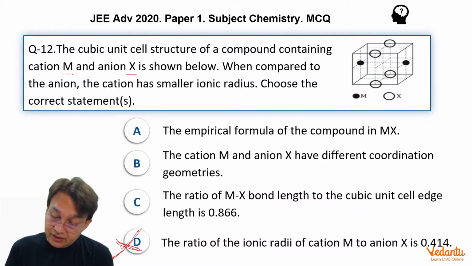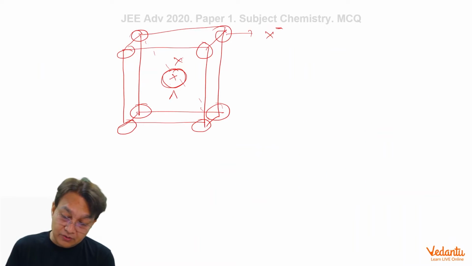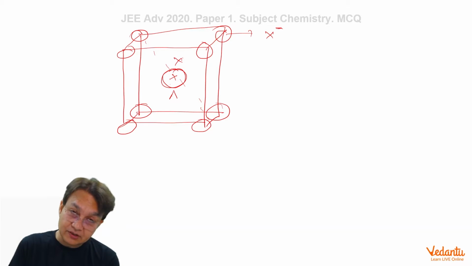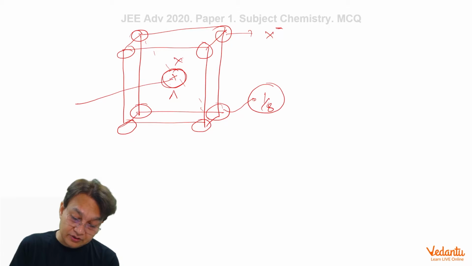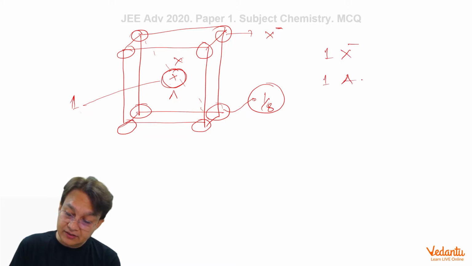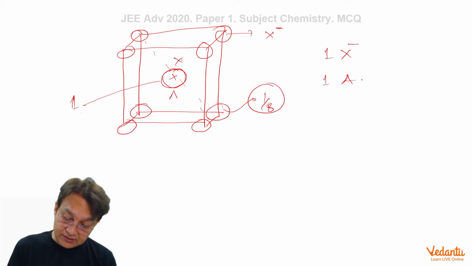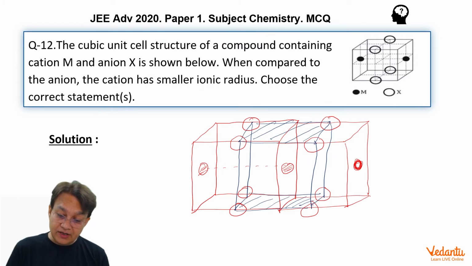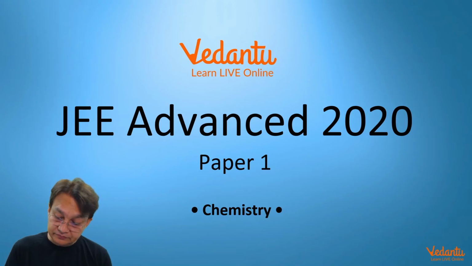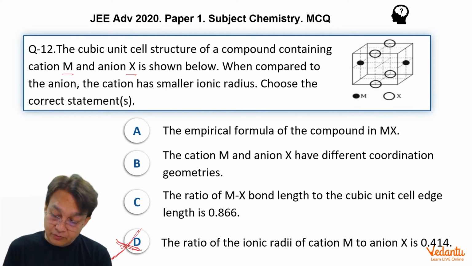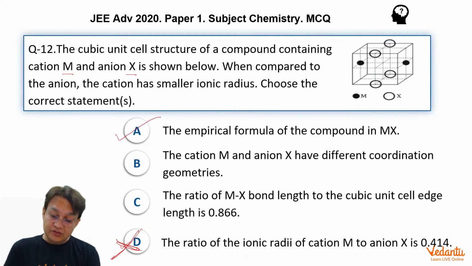Okay. Now the empirical formula, if you want to check empirical formula, then X negative, how many X negatives are there in this unit cell? These atoms contribute, as you know, 1 by 8, and this atom will contribute 1. So that means you have 1 X negative here, and you have 1 A here, which means that the formula is AX. The empirical formula is AX. So option 1, the empirical formula of the compound is MX, is of course correct.